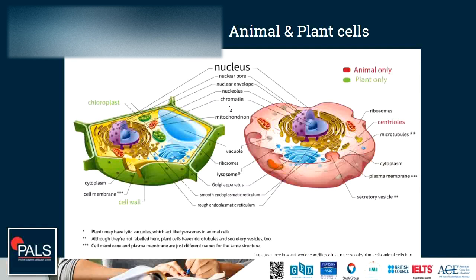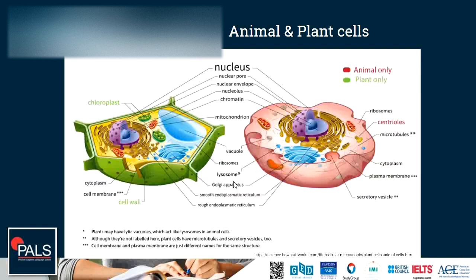Ribosomes are found in both animal and plant cells, and ribosomes are the structures that construct the proteins. They're able to decipher the code of DNA and use that information to build the protein DNA is coding for. Lysosomes are only found in animal cells, and they contain usually digestive enzymes to break things down.